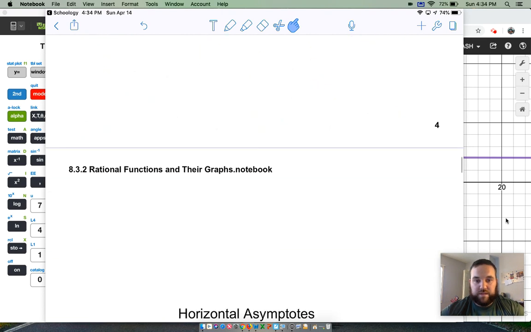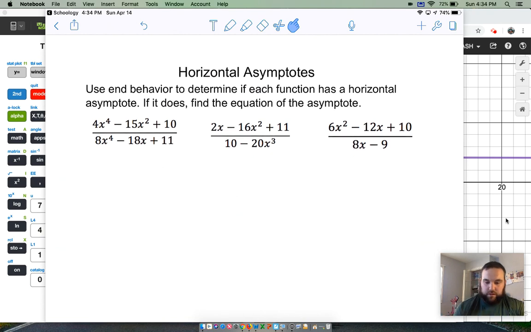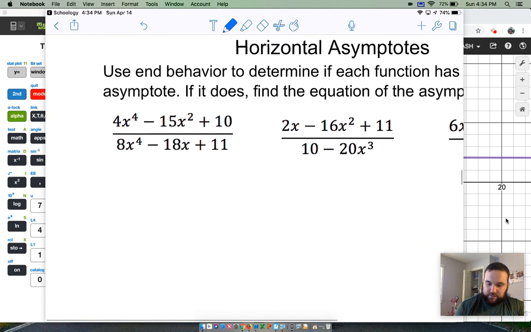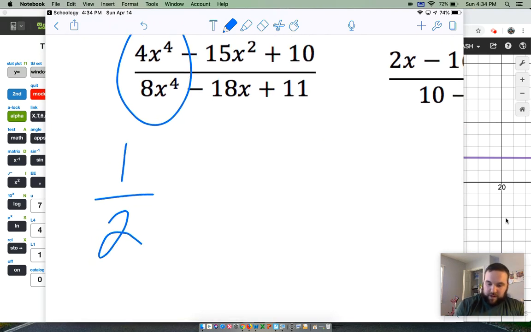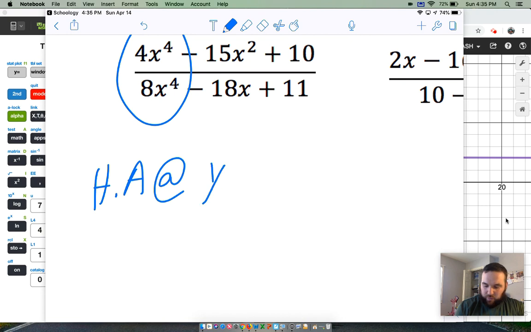So if we take a look at those three, we saw that this simplified down into 1/2. If we think about the fact that the x to the fourth and the x to the fourth cancel each other out, that 4/8 reduced to 1/2, which means this thing has a horizontal asymptote at y equals 1/2.